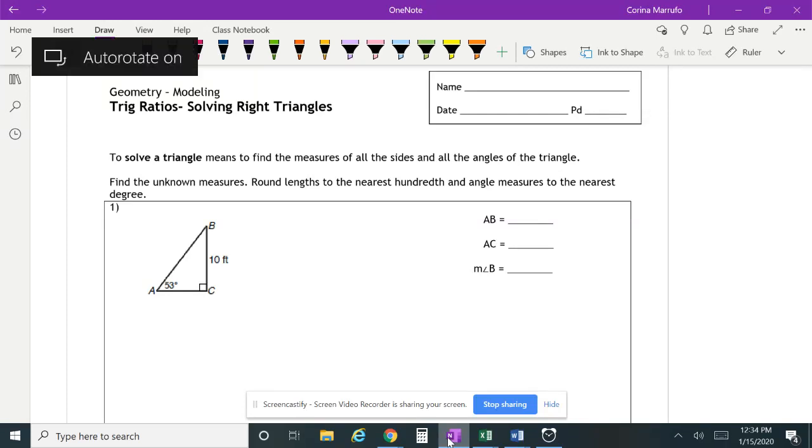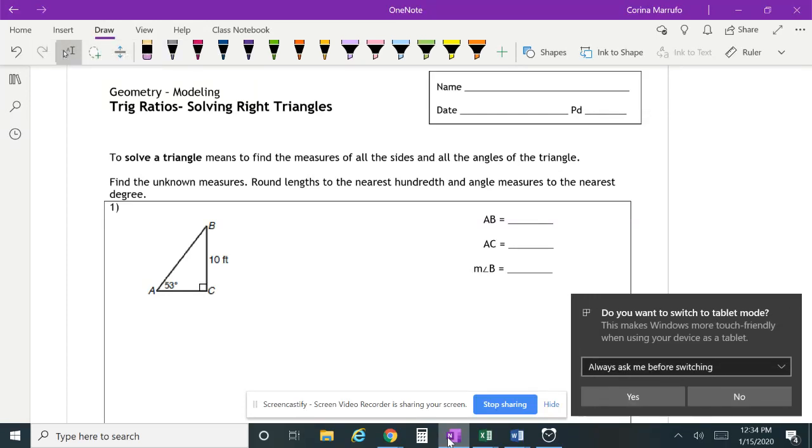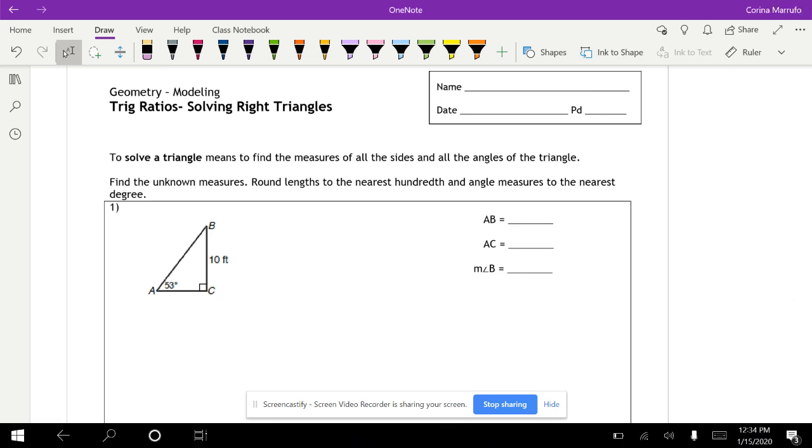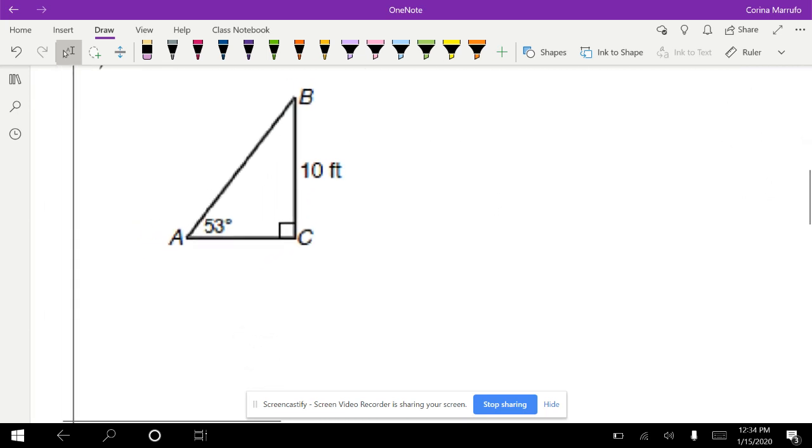All right, so today we're going to be solving triangles. What solving triangles means is for us to find all of the sides and all of the angles. Recently we've only been looking for one angle or one side, so now we are going to find all of them. If we look at this first example, we have here 53 degrees and the 10 feet.